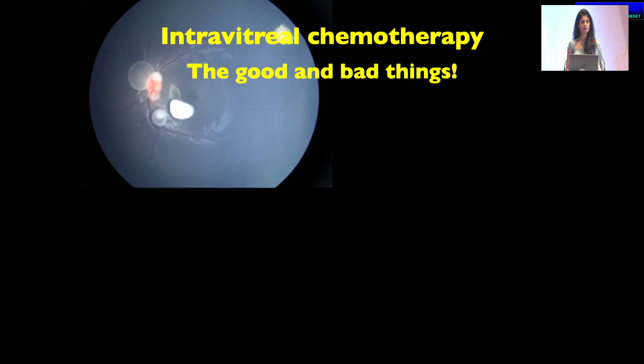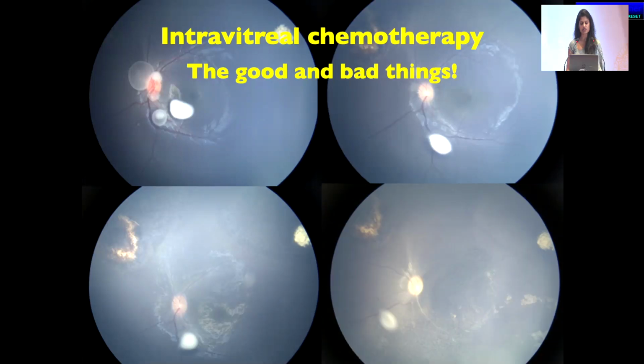Of course, it has the bad things as well. Now, in this eye, there are good things and bad things that we see. Now, this is an eye with vitreous seeds, and you can see that with serial injections, the tumor has completely gone away, and that's the good thing, that we were able to salvage the globe. But you look carefully at what has happened to the optic disc, what has happened to the vessels, what has happened to the health of the retina. So obviously, it's all damaged. So that's the bad thing as well that can happen with intravitreal chemotherapy.